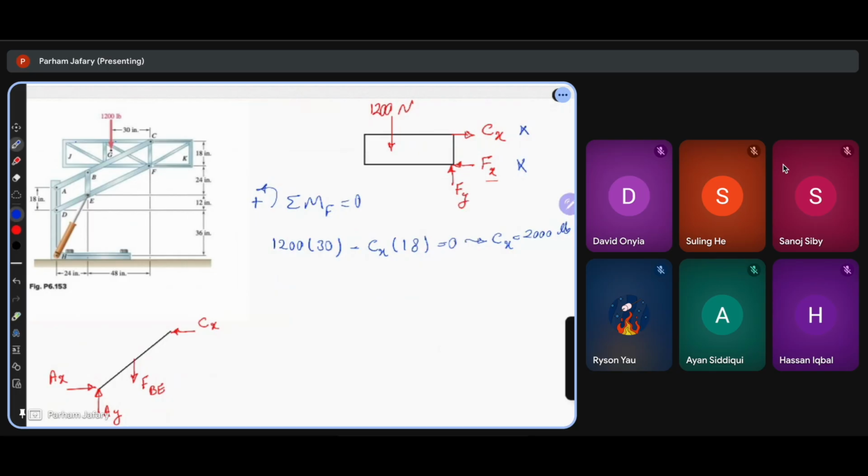What next? The rest is easy, right? You do sigma Fx equals 0, and the only unknown for you is Fx, which is equal to Cx, and equal to 2,000 pounds. And then you'll do sigma Fy, and you'll get Fy equal to 1,200.